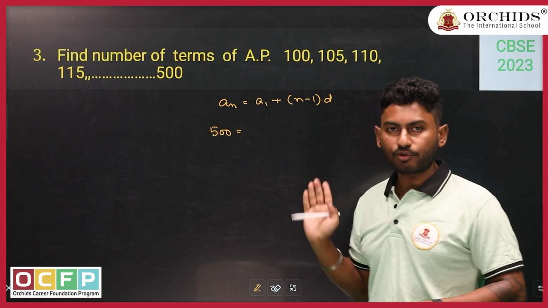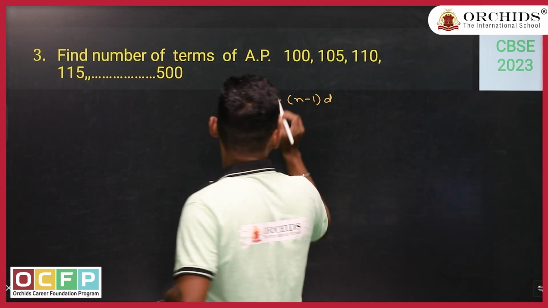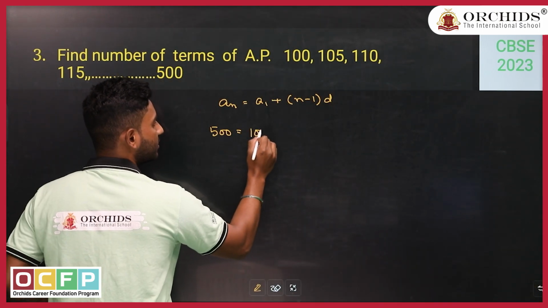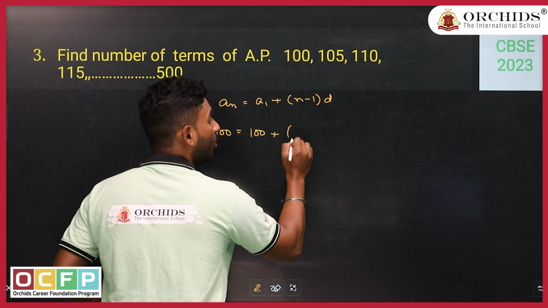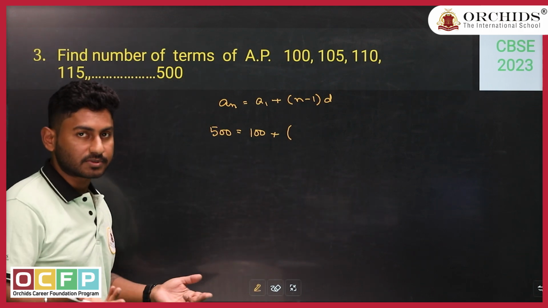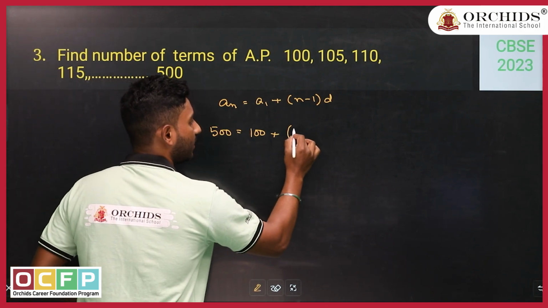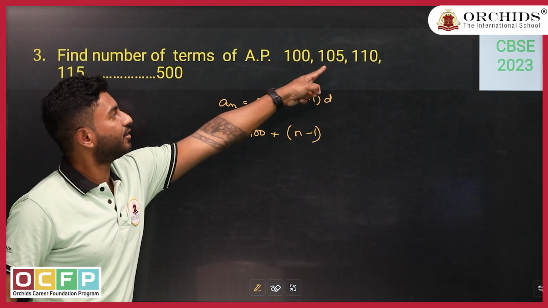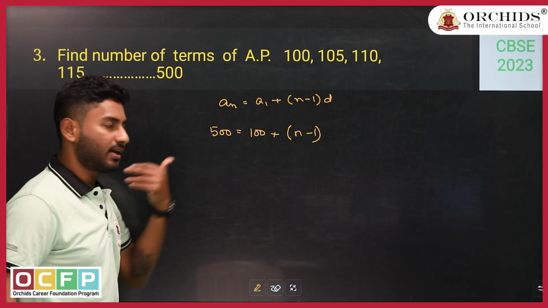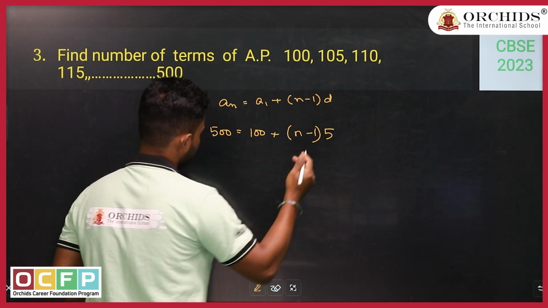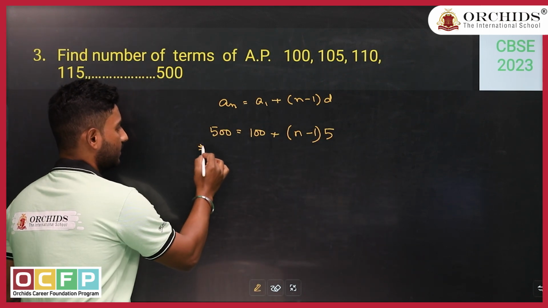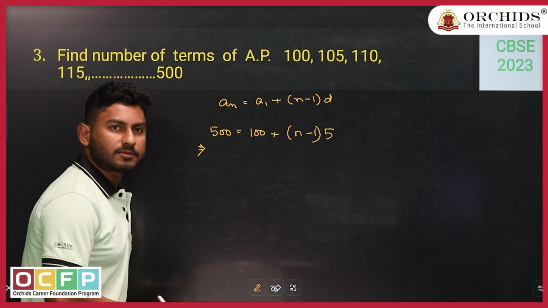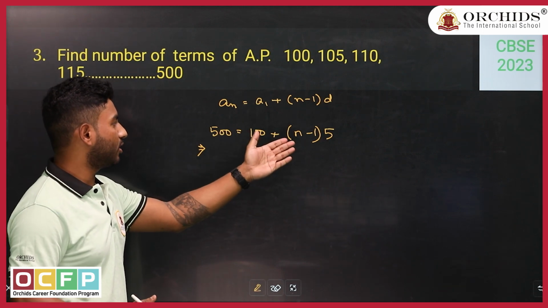Fine. An is equal to 500. What is the first term? Just write it down from the question. First term is 100 plus. What is n? How many number of terms? I don't know. Fine. n minus 1. What is d? If you just check 105 minus 100, what is d? d is 5. Got it? Solve this equation. We are all smart enough to solve this particular equation, right?